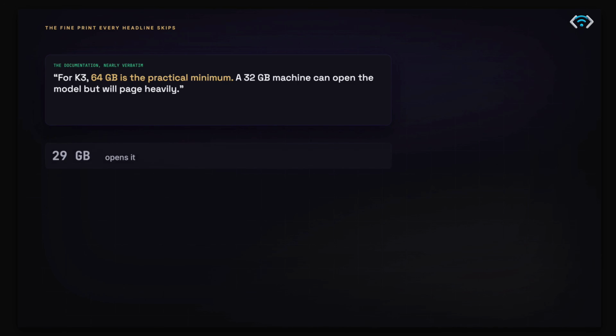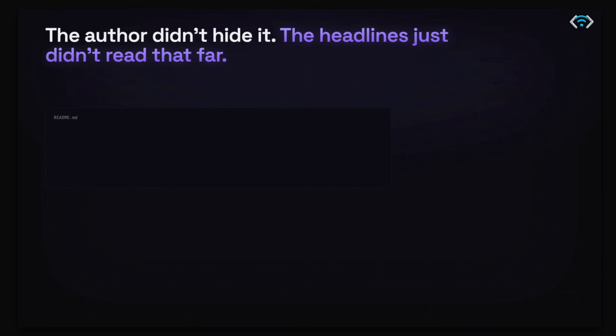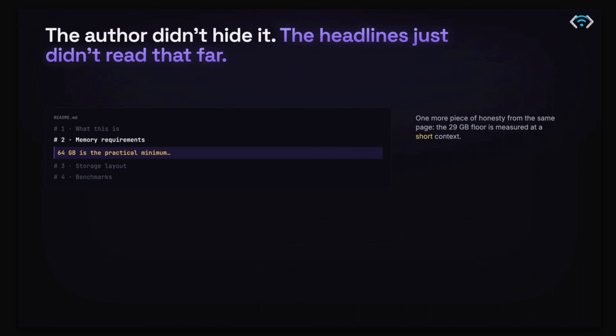So let's be precise about what's true. 29 gigabytes opens it, 32 runs it badly, 64 runs it as designed, and on their 64 gigabyte test machine, the engine automatically assigns itself about 46 gigabytes, most of the difference going to that expert cache. The gap between opens and runs well is where every exciting headline about this project lives, and the author didn't hide it. He wrote it in plain language in the second section of his README. The headlines just didn't read that far.